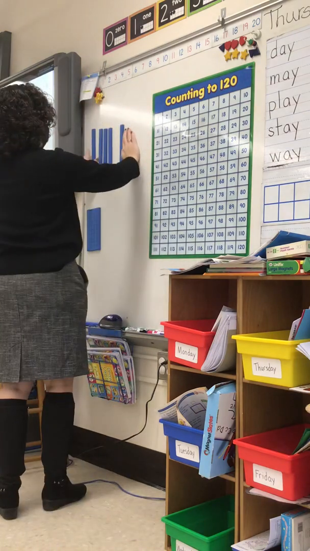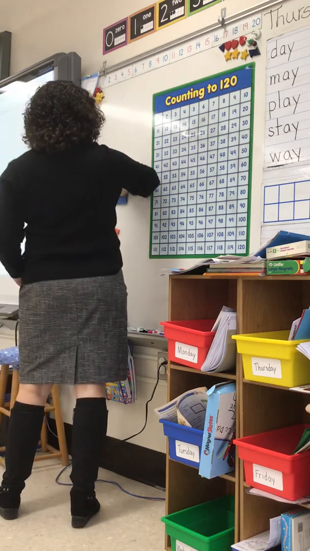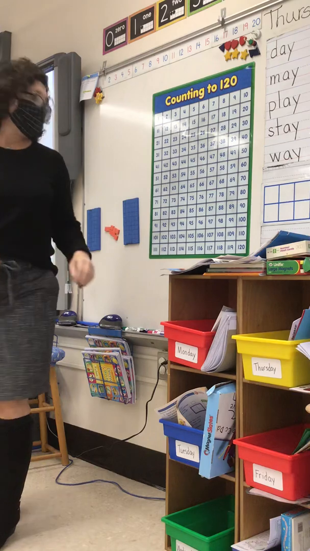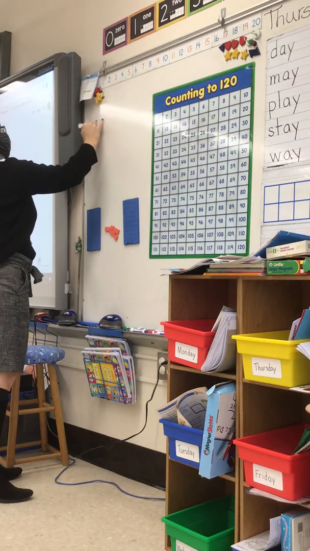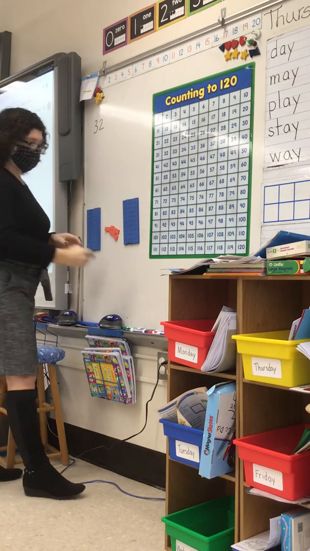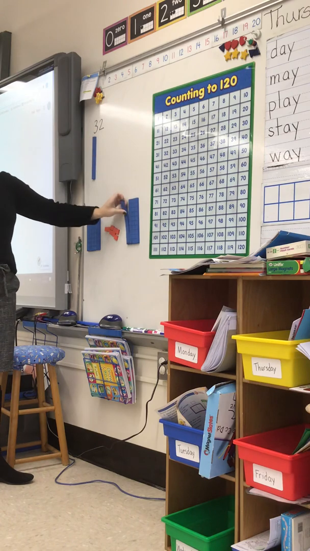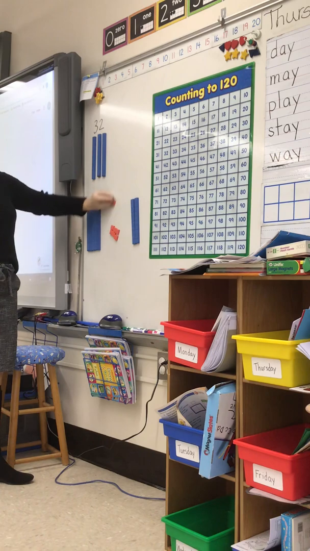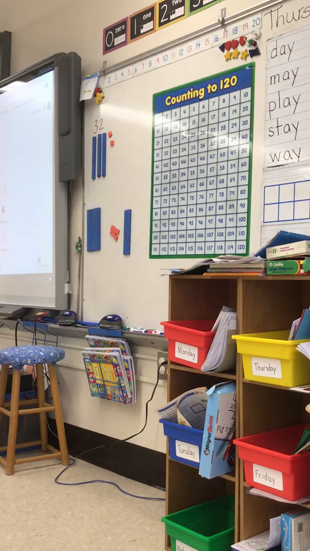So get out your tens, get out your ones. The first number that I want you to make is 32. So on your desk, make 32 with your tens and your ones. So we're going to do 10, 20, 30, 31, 32. Show me on your desk with your tens and your ones, 32.